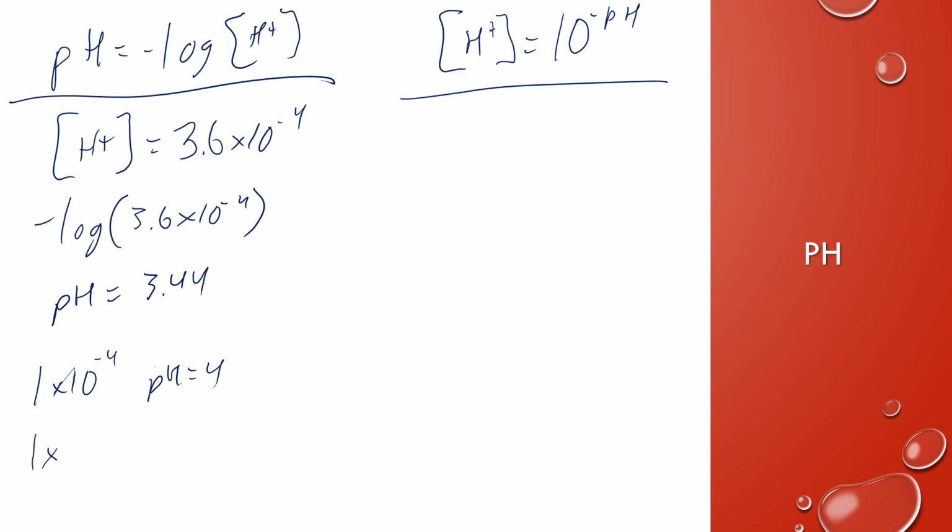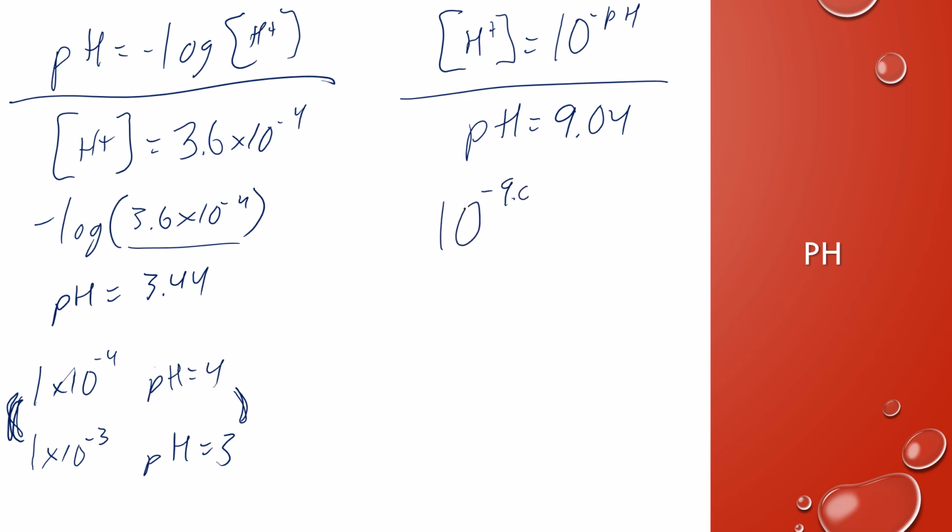And 1 times 10 to the negative 3 is a pH of 3. So when I have 3.6 times 10 to the negative 4, that fits between the two concentrations. So it makes sense that the pH fits between the two as well. Now let's go backwards. Let's say, for example, a problem gives us a pH of 9.04. I want to find the H+ ion concentration. So you would do 10 to the negative 9.04, which will give us our hydrogen ion concentration.